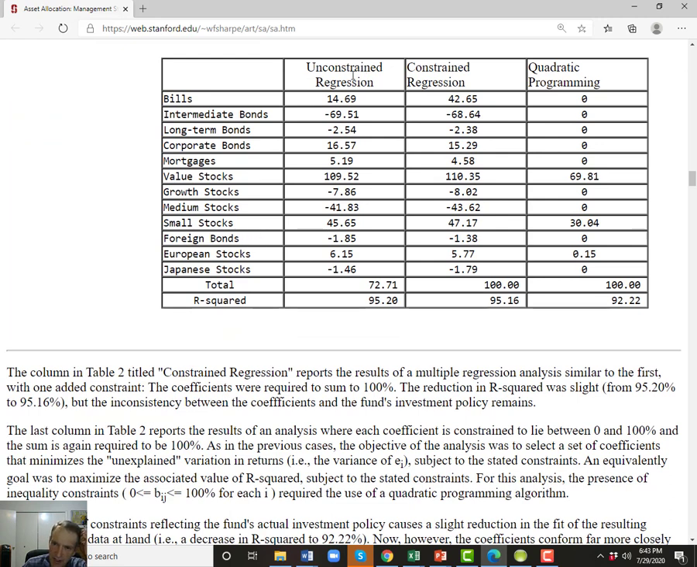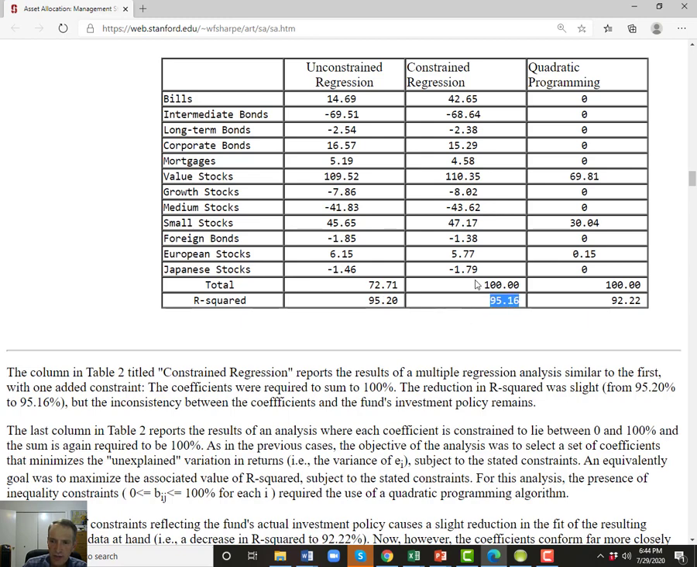Now the problem with this unconstrained, there's 2 problems with it. First of all, it only adds up to 73%. Where's the other 27% of the portfolio? Did it just disappear? That doesn't make sense. So that's kind of bizarre. So he fixed that in his first constrained regression. He said it has to add up to 100%. You notice this R-squared hardly budged. We're from 95.2 to 95.16.